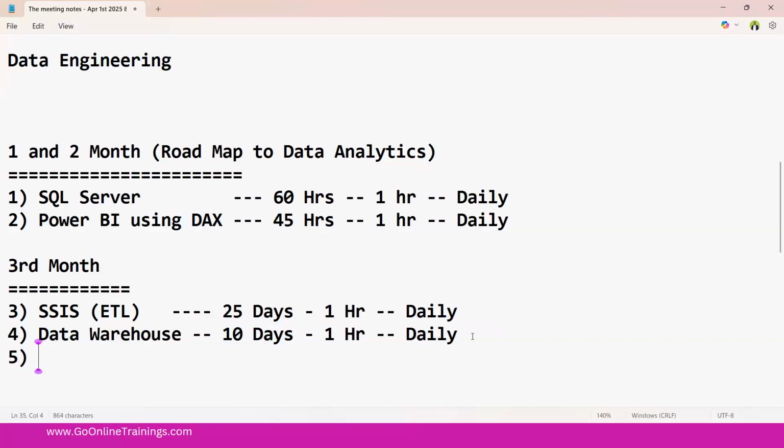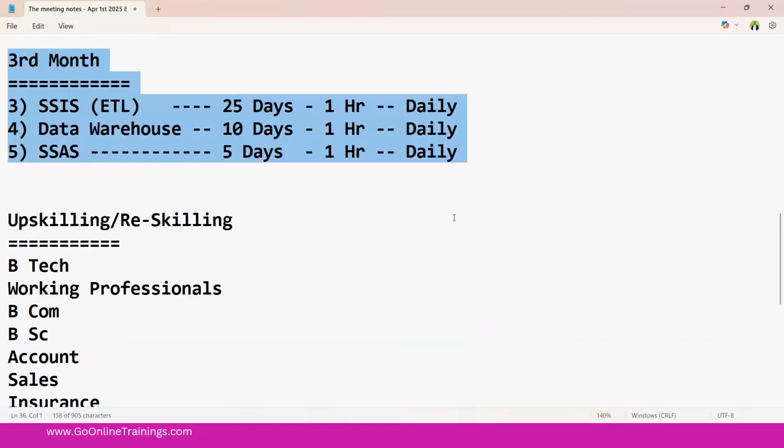The next one you will be able to understand is SSAS. Okay, what is SSAS? I'll be able to tell you in tomorrow or day after tomorrow's classes. It will be for 5 days only. Clear? Again, 1 hour of class, and daily you need to watch one video. So not now, after, say, in the third month. Clear? So once it is over, your course is over.